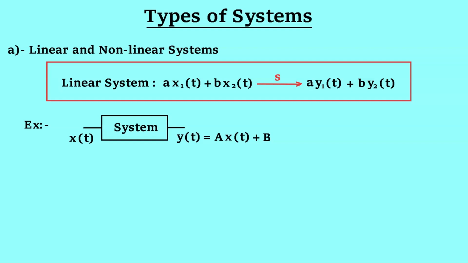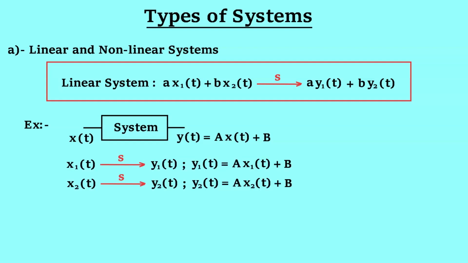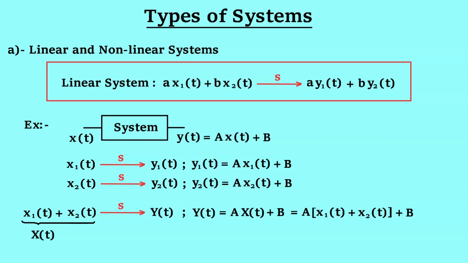Suppose there is a system whose output is equal to a constant a multiplied by the input x(t) plus another constant b. First we apply two different inputs x1(t) and x2(t), giving their independent outputs y1(t) and y2(t). Now we apply x1(t) and x2(t) simultaneously. The sum of x1(t) and x2(t) will be referred to as x(t), which will give the output y(t), which is equal to constant a multiplied by x1(t) plus x2(t) plus b.